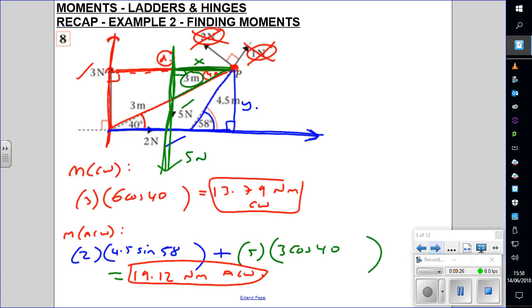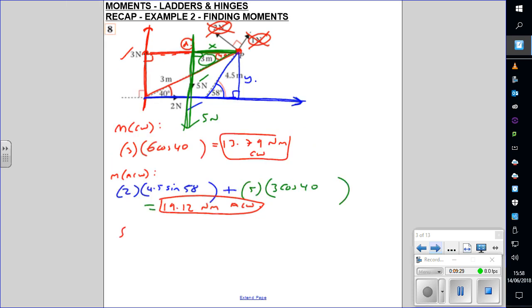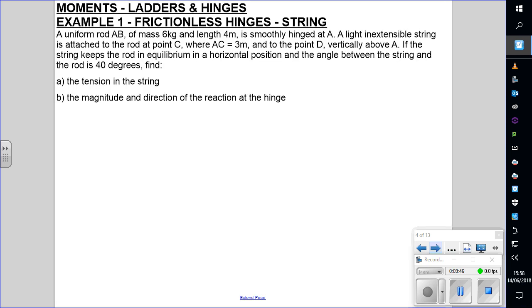And therefore, which way is it spinning? Well, the sum of moments, 19.12 take away 13.79. It's spinning 5.33 Newton meters, and the greatest is anti-clockwise. So this thing is spinning anti-clockwise. Okay? Now, if we understand that, we can move on to hinges. I think I'm going to make this a different video, actually. Okay? So that was how to do moments and how to decide whether it's sine or cos.